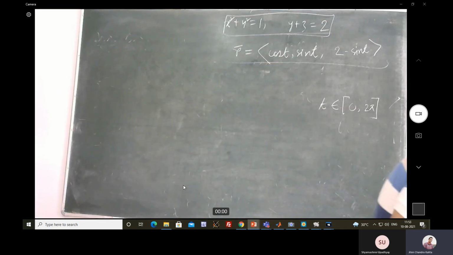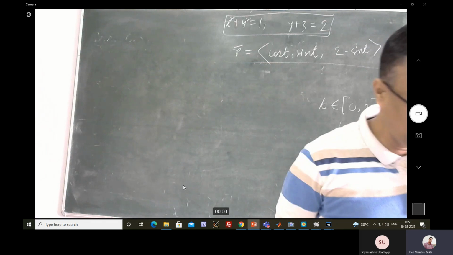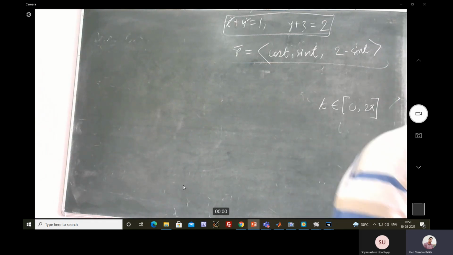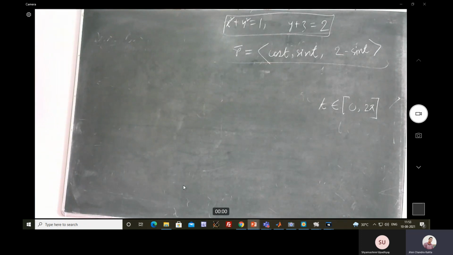So now let me come to the concept of derivative, and after that I am going to finish today's class. So just let me shake off the dust from my eraser.